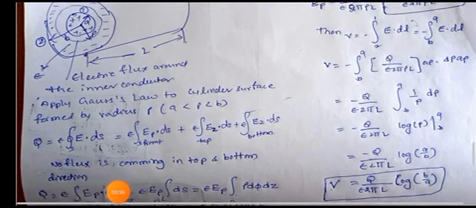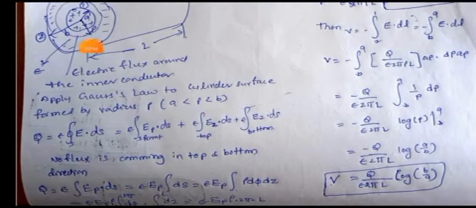Okay. So here the electric flux around the inner conductor is formed. That is in the form of a circle, having radius rho, with rho in between A and B, right? So the field around the inner conductor is formed. It is just like a cylinder, right? It is like a cylinder.